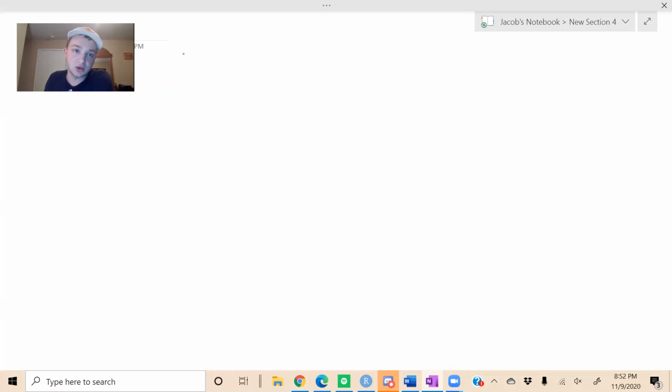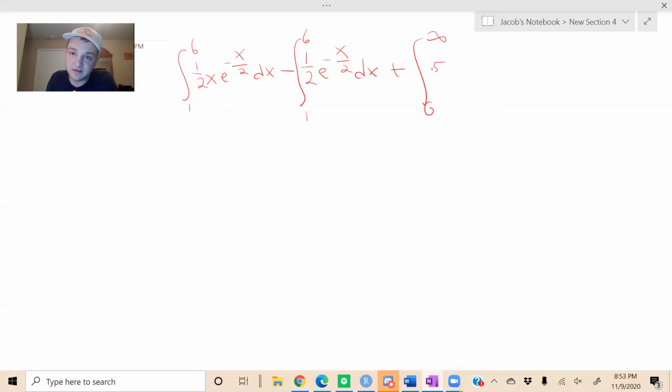I'm going to rewrite this integral as 1 to 6 of 1/2 x e to the negative x over 2 dx minus 1/2, the integral of 1 to 6 of 1/2 e to the negative x over 2 dx, plus 6 to infinity of 5 halves e to the negative x over 2 dx.